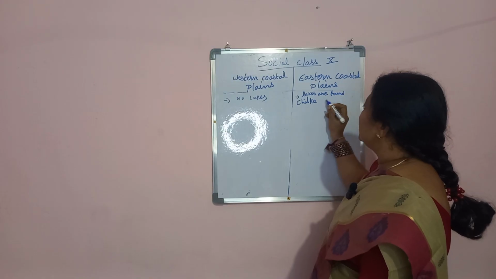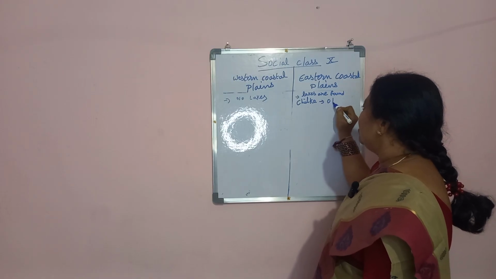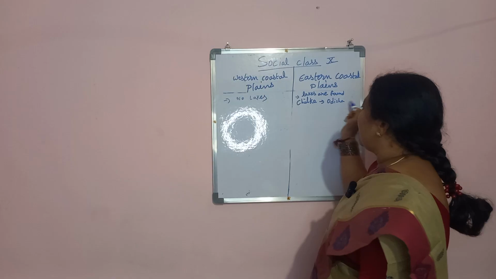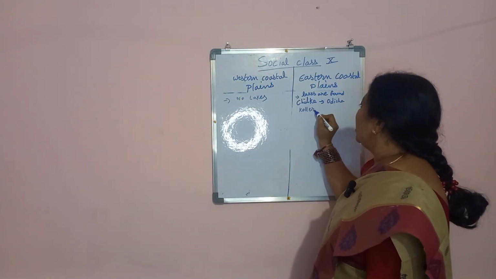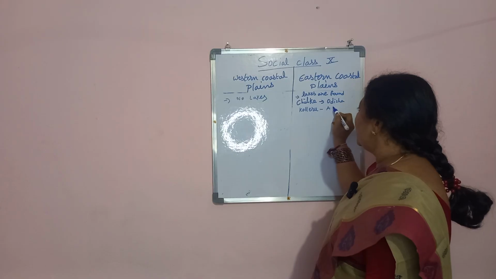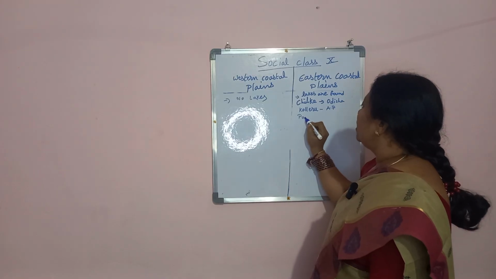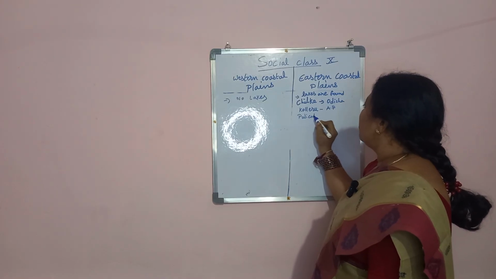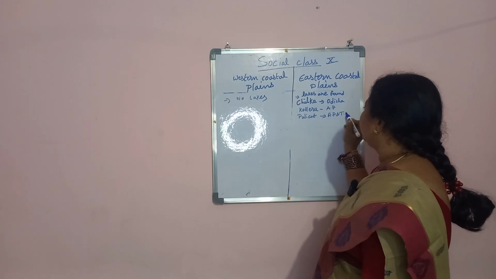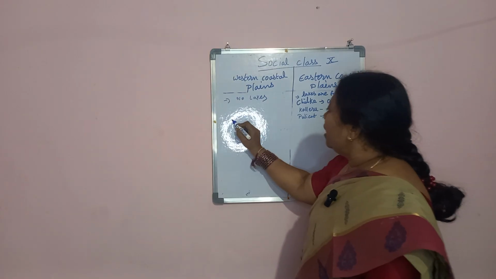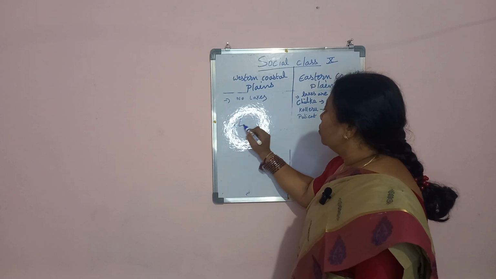So what are the lakes here? Chilka Lake, which is in Odisha. Second one is Kolleru Lake, which we can find in Andhra Pradesh, and after that Pulicat Lake. This Pulicat Lake we can find on the border of AP and Tamil Nadu. Clear?